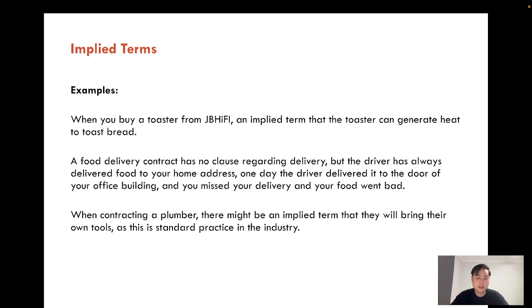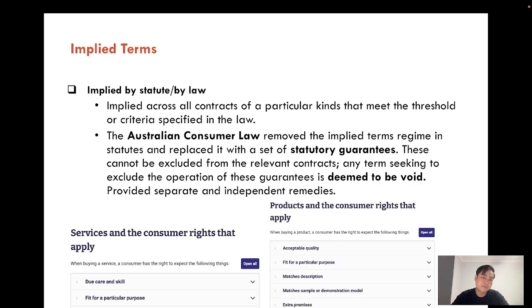So here's an example. If you buy a toaster from JB Hi-Fi, it is implied that the toaster works and could toast bread, rather than just being a decorative paperweight or whatever.